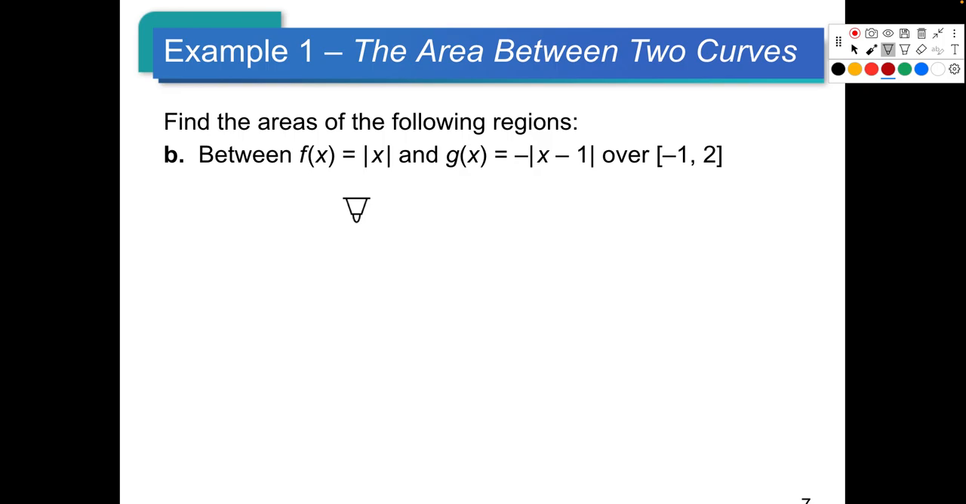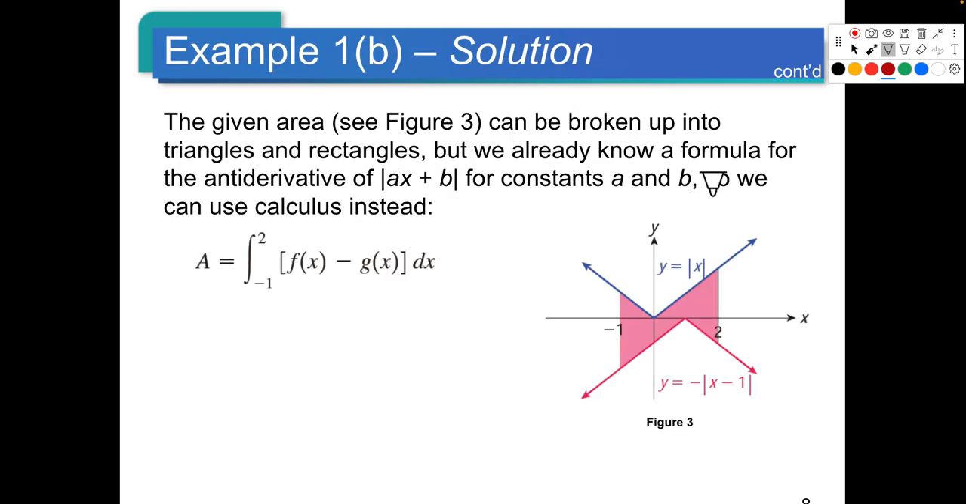So here's another example. The absolute value of x and the absolute value of x minus 1 over this interval. We don't do a lot with absolute values, but let's go ahead. On this one, I'll show their solution because it's not all that interesting. Y equals absolute value of x is always on top when you graph it. Y equals minus absolute value of x minus 1 is always on the bottom.